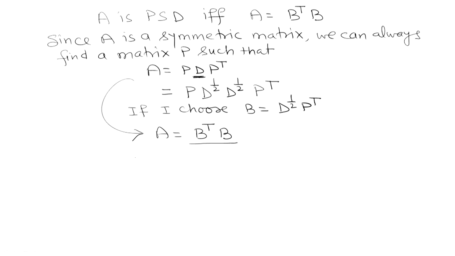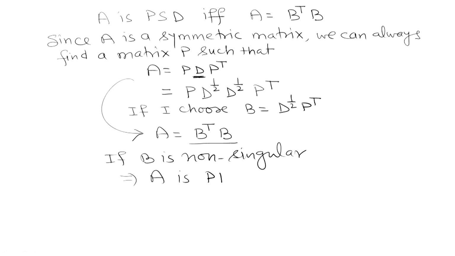If all the eigenvalues are positive, that is, if B is non-singular, then all the diagonal entries of D will be strictly positive and hence A is positive definite in this case. So, in this way we can prove this result.